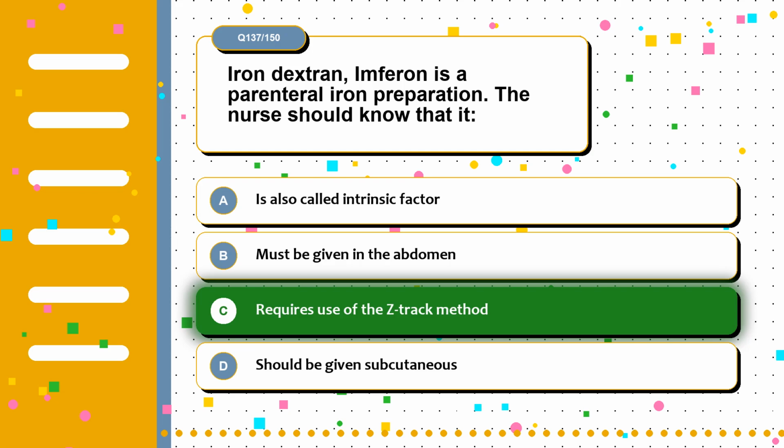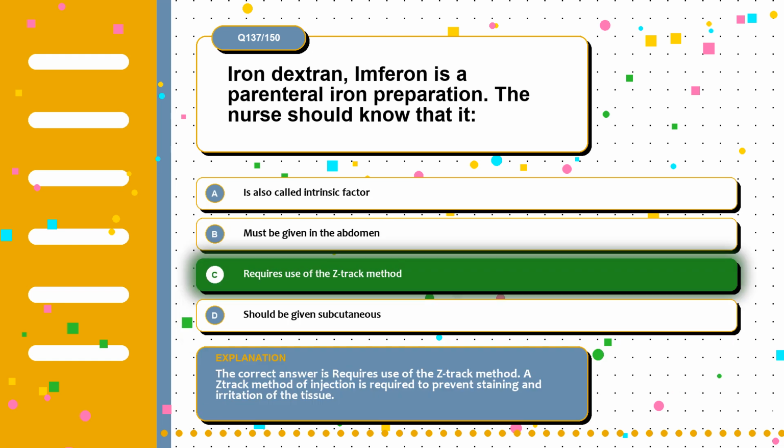The correct answer is option C. Requires use of the Z-track method. The correct answer is requires use of the Z-track method. A Z-track method of injection is required to prevent staining and irritation of the tissue.